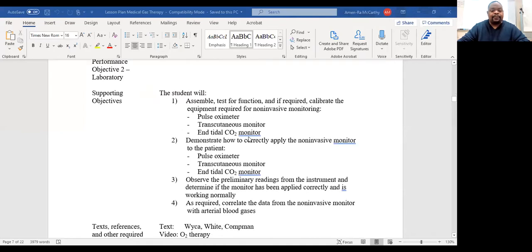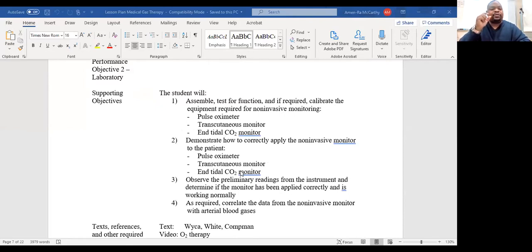Now, some of this stuff we don't do in the lab. You will do it a little later. But the pulse oximeter, of course, we know how to do that. There's a transcutaneous monitor. That is a skin patch you can put on the baby's skin or adult skin to measure CO2 and oxygen content. There's an end-tidal CO2 monitor that directly measures the CO2 as the patient exhales.